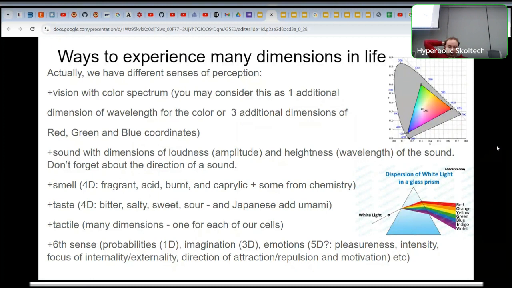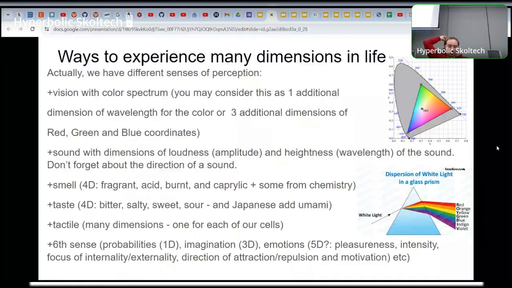There are dimensions of sound. There are dimensions of smell, since we have several parameters for smell, several parameters for taste, and many dimensions for tactile sensations. And maybe a 6th sense: I already talked about probabilities, so we can imagine something while we are moving. This adds another 3 dimensions to us. And maybe emotions: I found 5 parameters on the internet. Maybe there are more, I don't know.